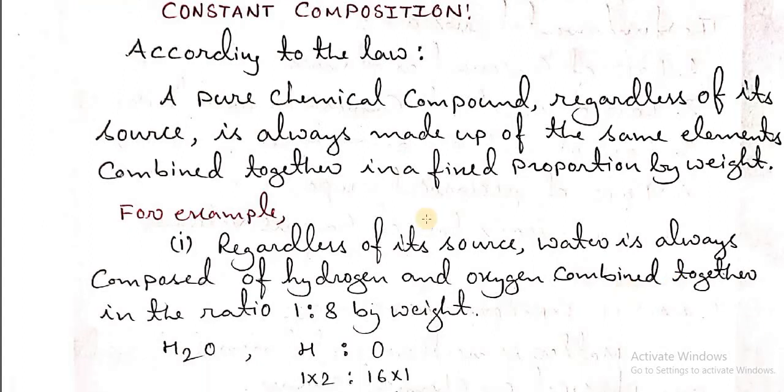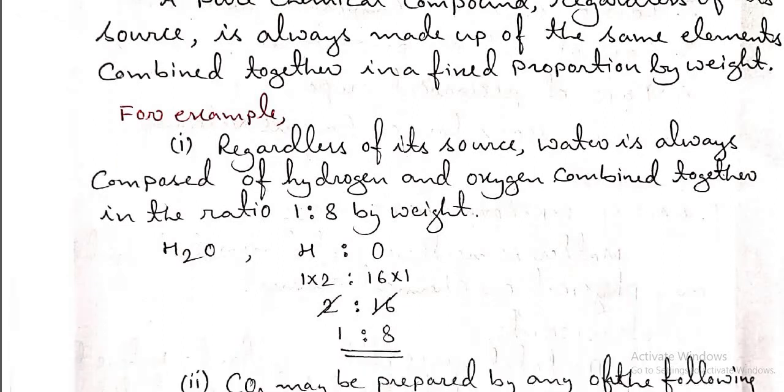Say for example, if you take water, regardless of its source, say you can take tap water, river water, sea water, or any kind of water. Now in this water, the hydrogen and oxygen are combined in the ratio of 1:8 by weight. How is it 1:8? Water is H2O. We have two hydrogen atoms and the atomic mass is 1, so 1 into 2. Oxygen atomic mass is 16 into 1, so it will be 2:16. When you cancel it, it becomes 1:8.